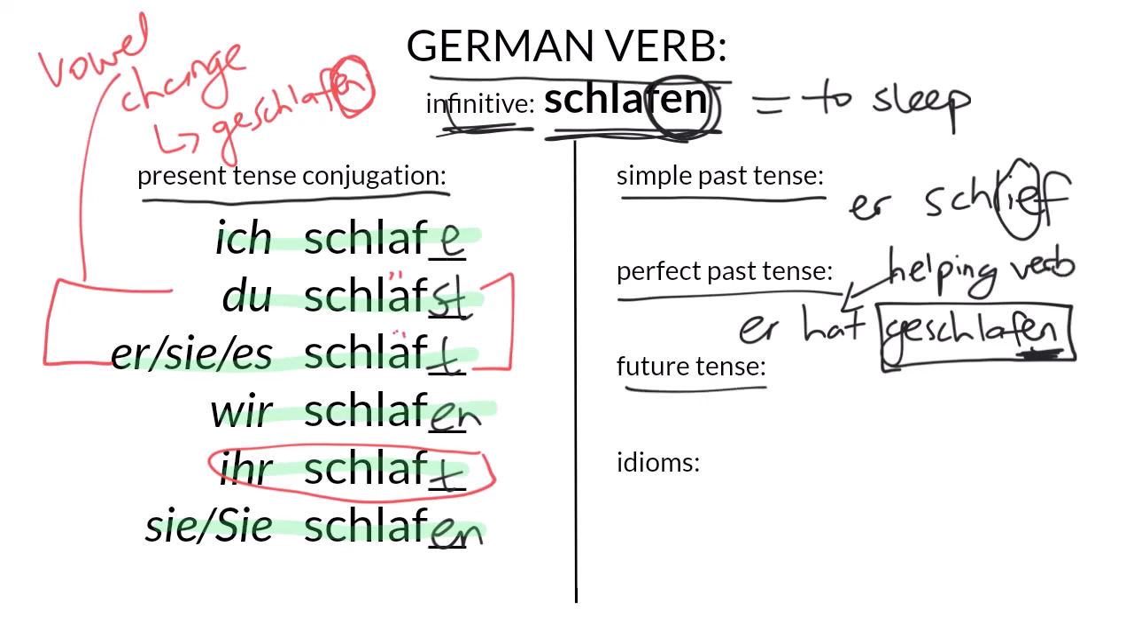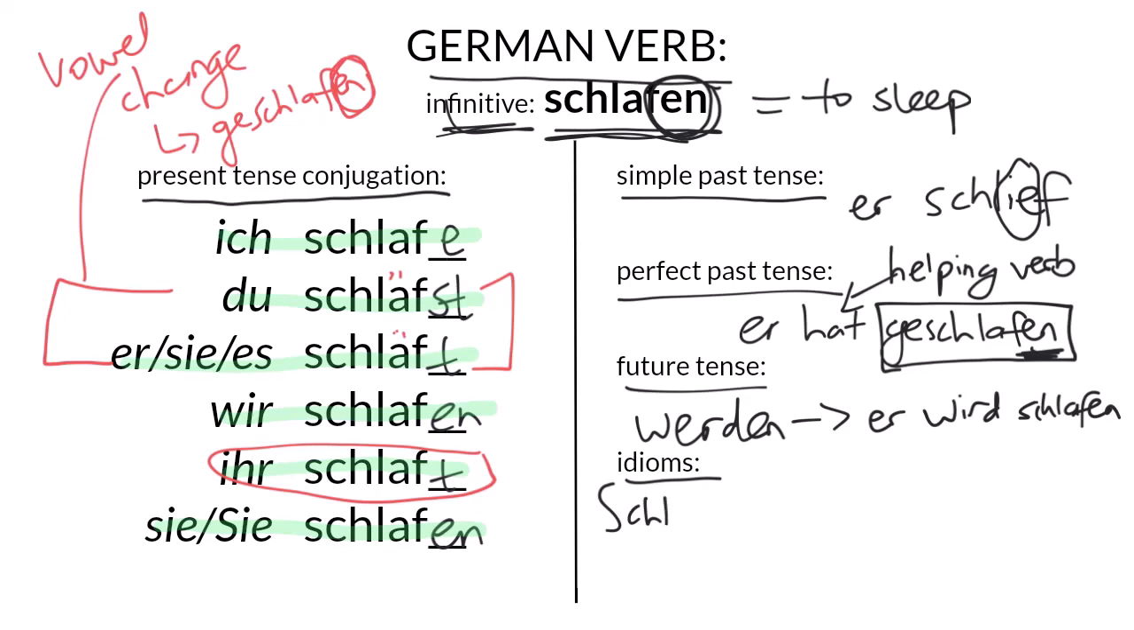The future tense simply uses the verb werden in its correct form. So in the er form, it's wird schlafen, he will sleep. And let's have a look at some idioms. There are some phrases that you need to know. For example, schlaf gut, sleep well, or gut geschlafen as a statement or a question. Slept well? Gut geschlafen? Did you sleep well?